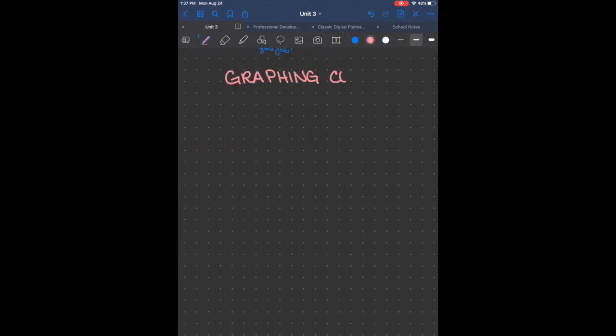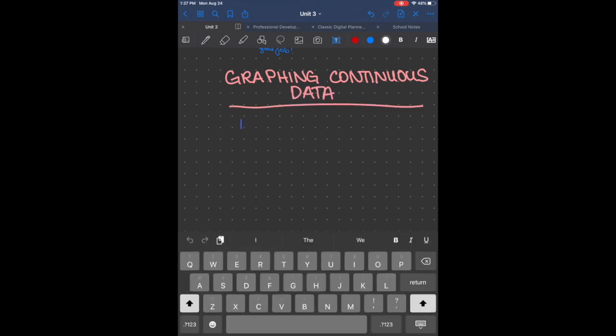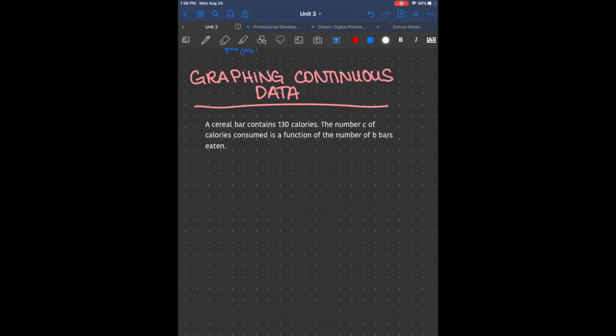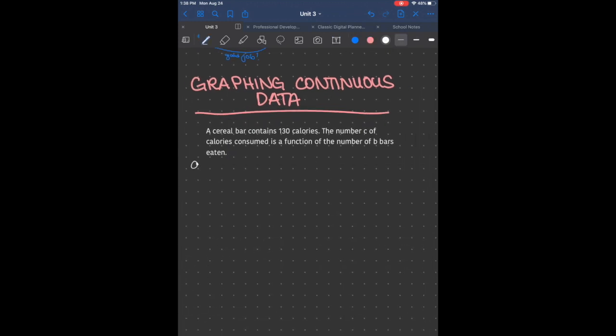Now let's graph a continuous function. So a cereal bar contains 130 calories. The number C of calories consumed is a function of the number B of bars eaten. So we want to know if it's discrete or continuous. This is continuous because you can eat a portion of a candy bar or of a cereal bar.